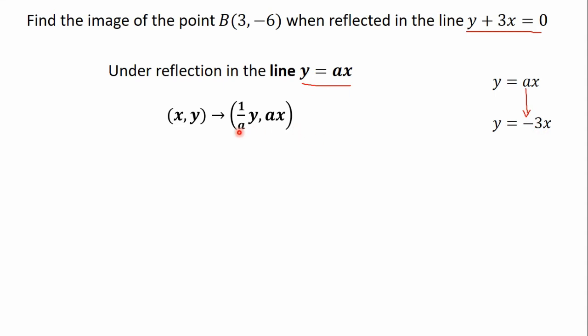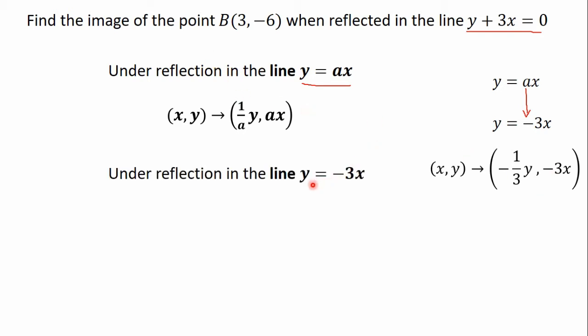We now have the value of a, so we are going to substitute it into what we have here. Now, when we do that, we are going to have (x, y) maps to 1 divided by minus 3y, which is the same as minus 1 divided by 3y. Then when we substitute a here, we are going to have minus 3x. So this means that when we reflect a point in the line y is equal to minus 3x or the line y plus 3x is equal to 0, the rule of the transformation will be (x, y) maps to minus 1 divided by 3y as the x coordinate, then minus 3x as the y coordinate.